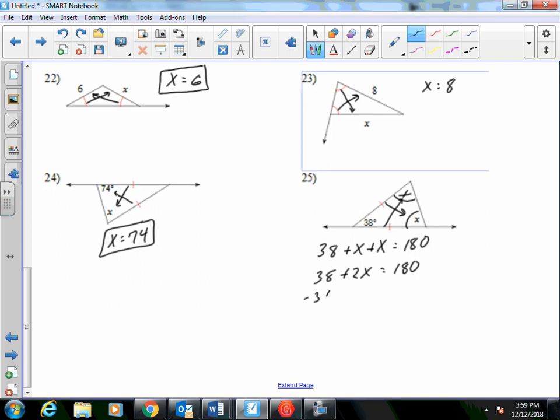All right, subtract 38. So 2x is going to equal 142. And divide by 2. X is going to be 71 degrees. Or 71.